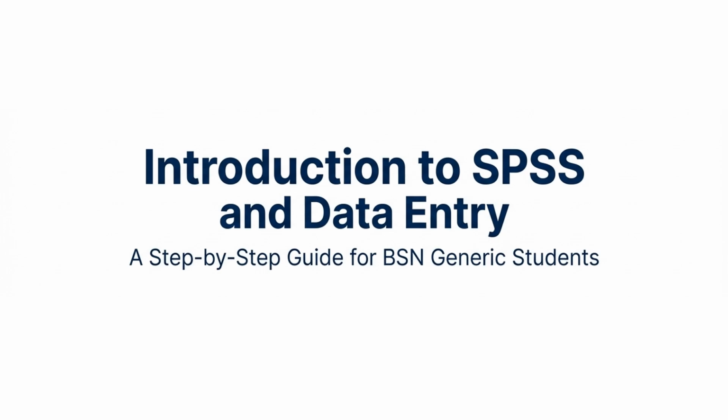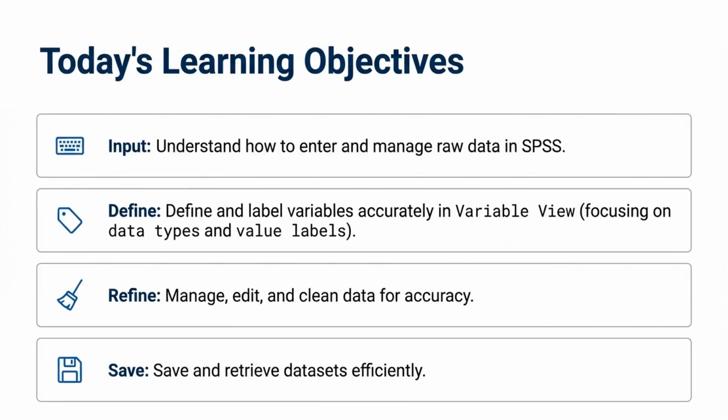Introduction to SPSS and Data Entry, a step-by-step guide for BSc and generic students. This is the second lecture. Today's learning objectives are: input, understand how to enter and manage raw data in SPSS software; define and label variables accurately in variable view, focusing on data types and value labels; refine, manage, edit, and clean data for accuracy; save and retrieve dataset efficiently.